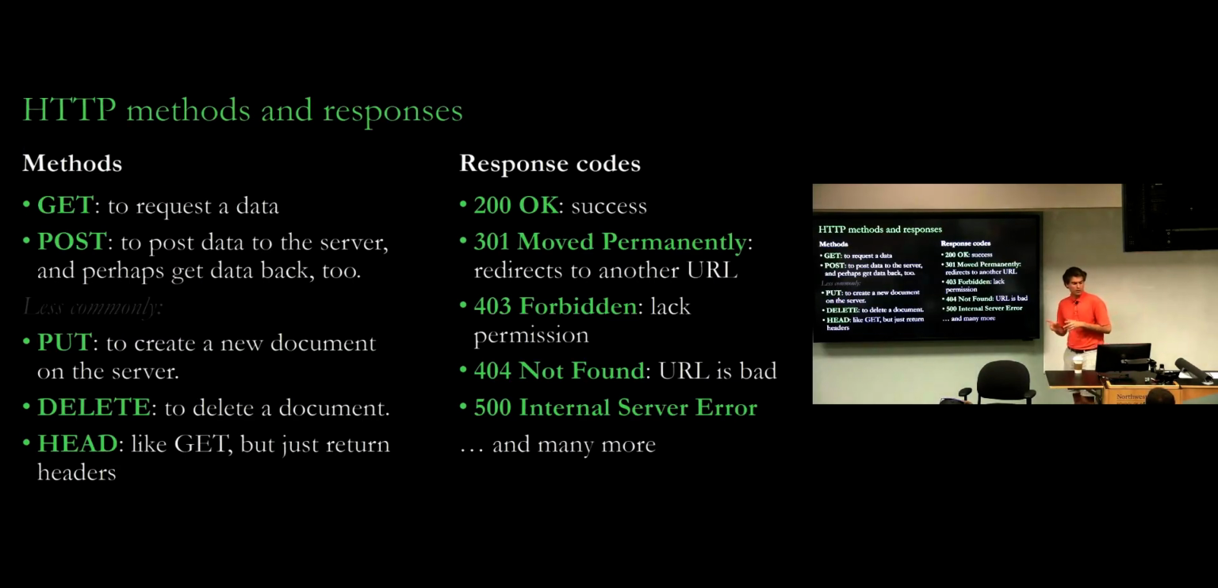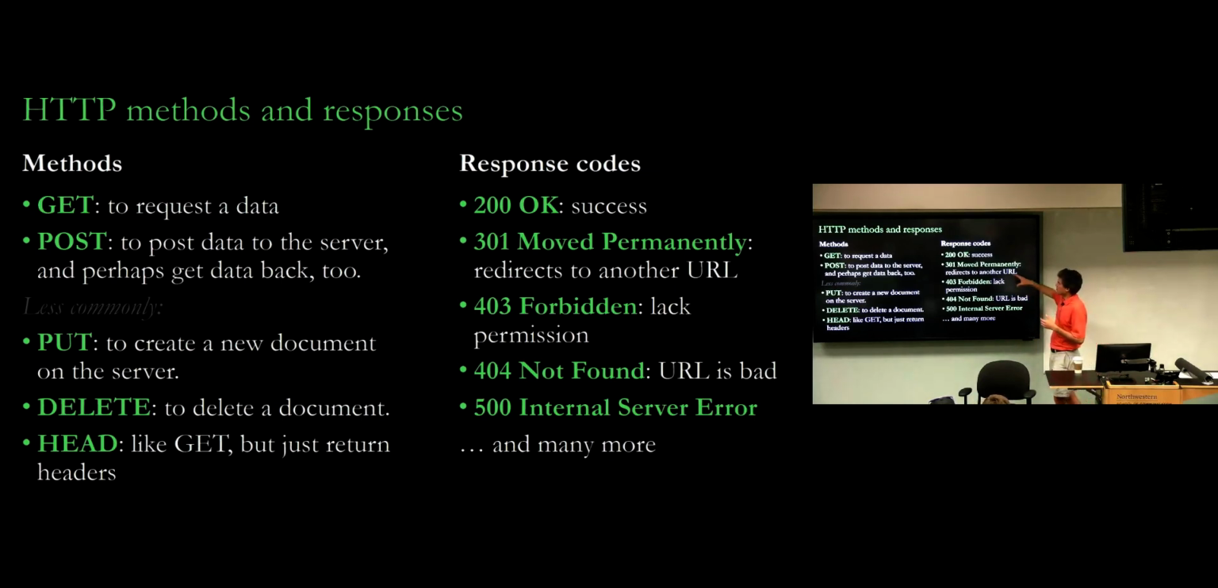All right, so you saw before some methods and response codes. Here is a longer list. This is still not a complete list, but GET and POST are the two most common types of requests. GET is for getting data, POST is for providing data, basically. PUT also puts data, but it's slightly different. POST can get data back, and then there's DELETE and HEAD. HEAD is like GET, but it doesn't have a body, so it's useful for checking to see whether data has changed.